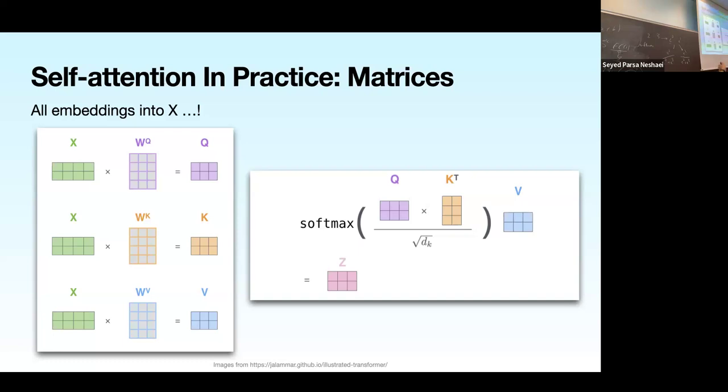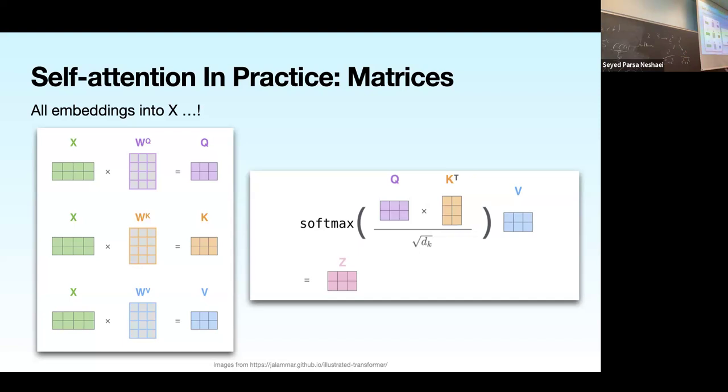So here in the X matrix, each row is the embedding of a certain word. Then you multiply the whole thing and get a Q matrix, in which each row is the query of the corresponding row of X. So here we have two rows of X and two rows of Q. The first row of Q is the query of the first row of X. The second row of Q is the query of the second row of X, and so on. And also the keys and values.